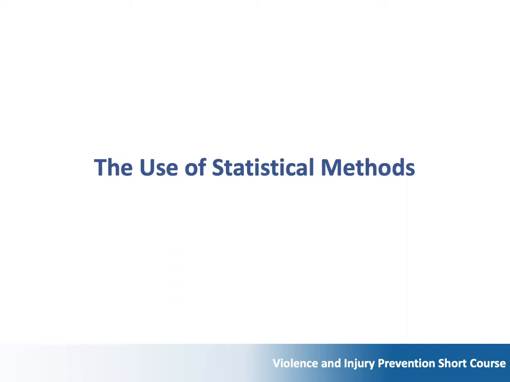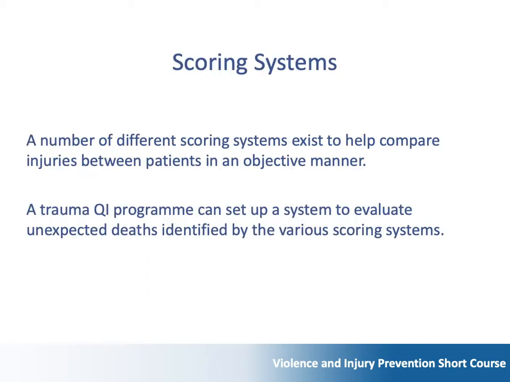A number of different scoring systems exist to help compare injuries between patients in an objective manner. Some of these scoring systems are based on the anatomical nature of injury sustained, and some are based on the physiological status of a patient. The best known and widely used scoring systems are the Abbreviated Injury Severity, or AIS, the Injury Severity Score, or ISS, the Glasgow Coma Scale, or GCS, the Revised Trauma Score, or RTS, the Trauma and Injury Severity Score, or TRISS, and A Severity Characterization of Trauma, or ASCOT.